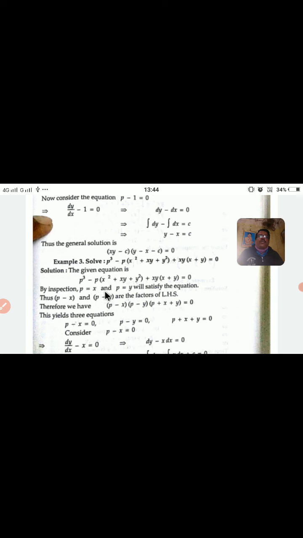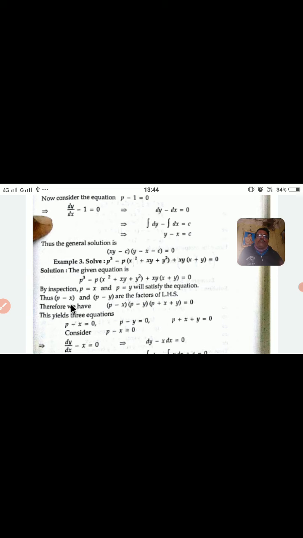And similarly, because here it is a cubic, it is a third order, we get three solutions. So now one solution is p equal to x, and p equal to y also satisfies this equation. So therefore p equal to y is also another solution we get. So p equal to x and p equal to y will satisfy this equation.